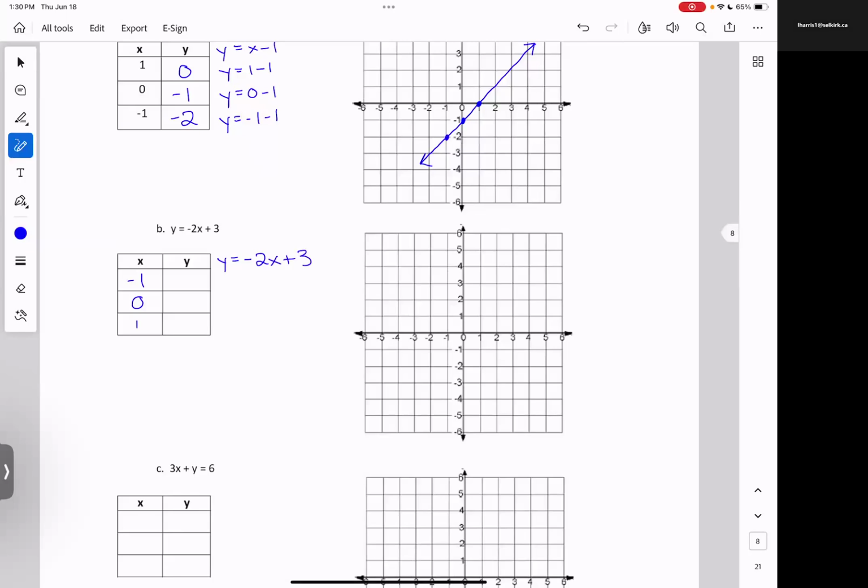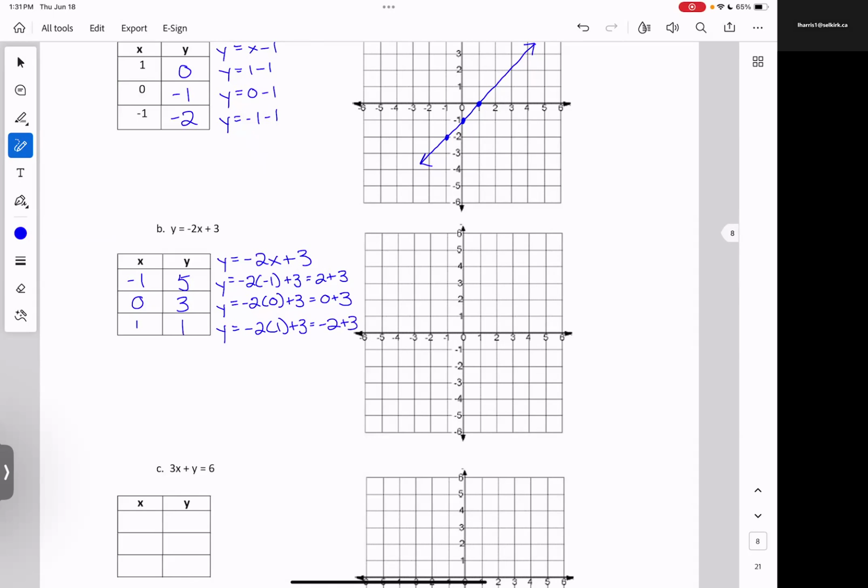So let's substitute in our first x value of negative 1. So we'll have negative 2 times negative 1 plus 3. That gives us positive 2 plus 3. So we get 5. On that next one, we'll have negative 2 times 0 plus 3, which gives us 0 plus 3. So we get positive 3. And when x equals 1, we get negative 2 times 1 plus 3, which is negative 2 plus 3. So we get positive 1.